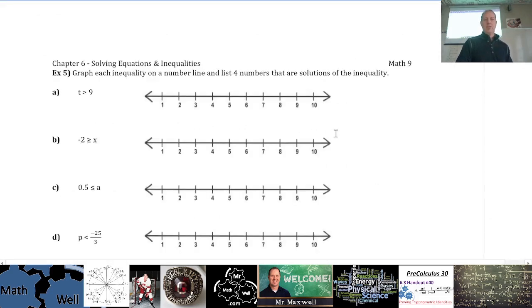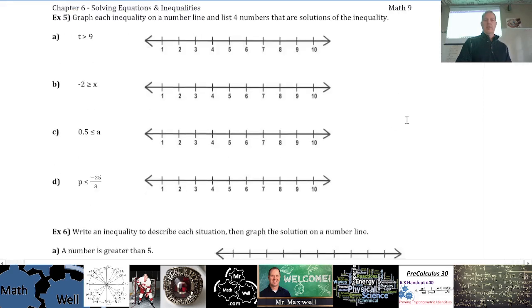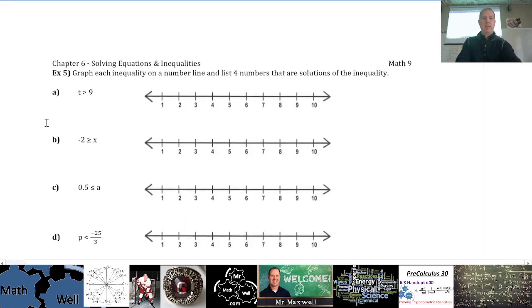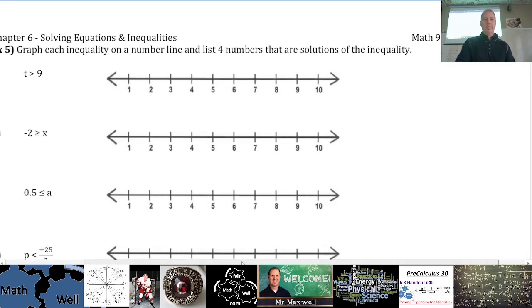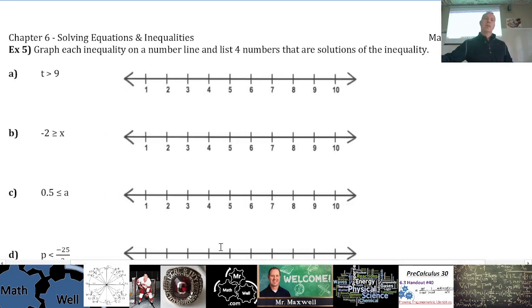All right, so here's your chance to get a little practice. I'll do the first one for you, and then you can do the rest. Graph each inequality on a number line and list 4 numbers that are solutions of the inequality. So I'll do the first one for you, and you'll do the rest just like this. So t is greater than 9. So obviously we spot the number that's in the inequality. Here's the number right here.